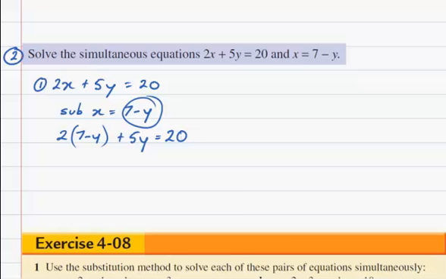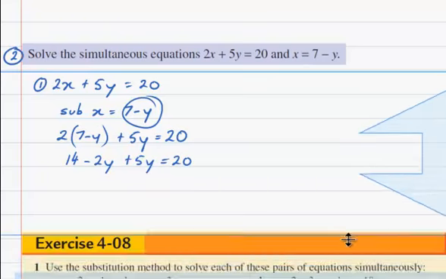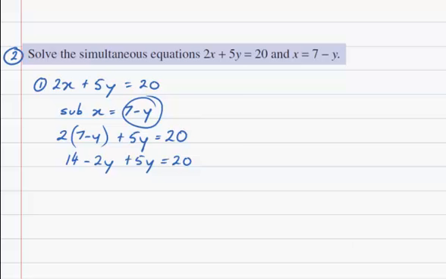Alright, now I need to solve that equation. So I'm going to expand these brackets. 2 times 7 is 14. 2 times negative y is negative 2y. Plus 5y equals 20. Then I'm going to simplify that. So 14, and negative 2y plus 5y is 3y. I'm going to subtract 14, so 3y equals 6. And I'm going to divide by 3, so y equals 2.